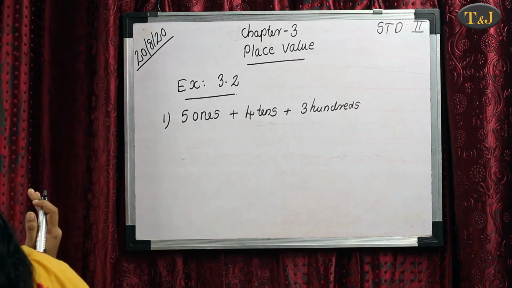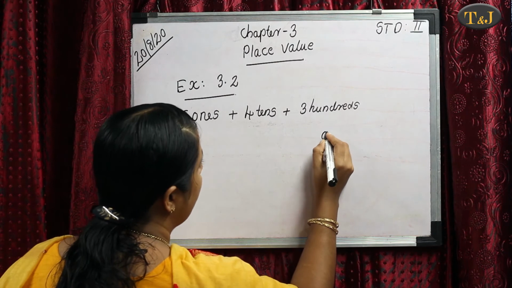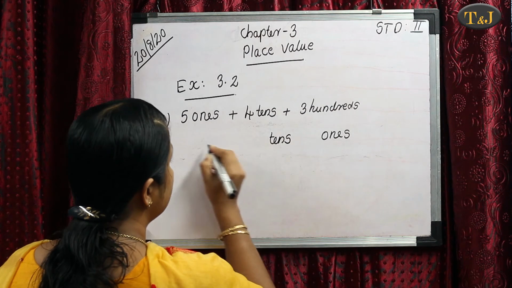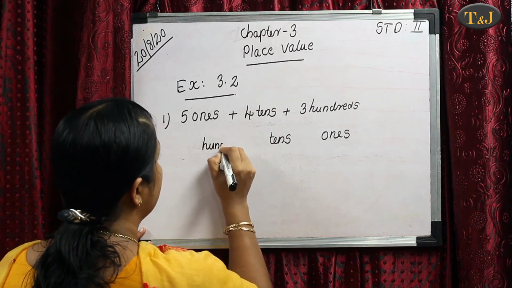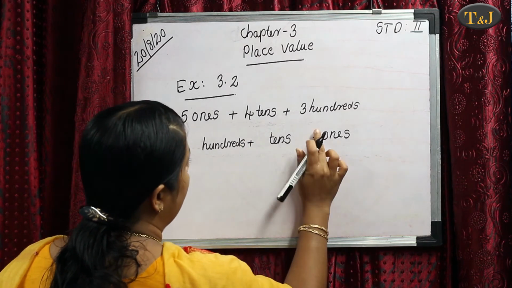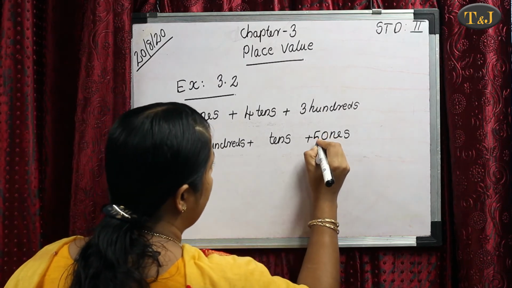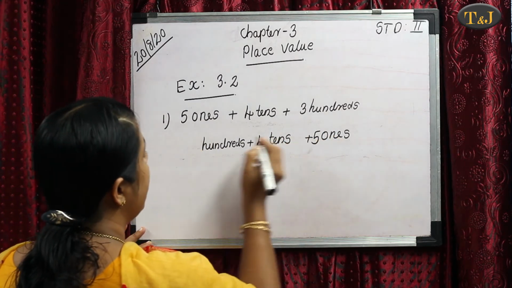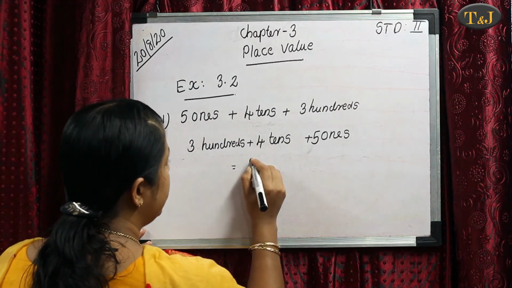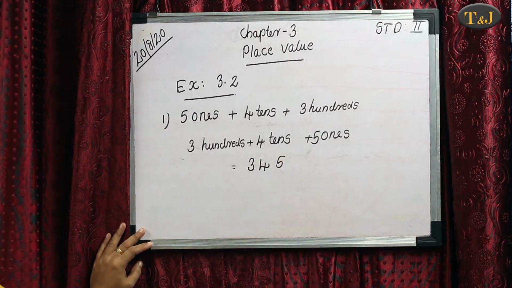First we are arranging the correct places in order. Then our first place is ones. Next our place is tens. Next place is hundreds. First we arrange the places in correct order. Okay. Then ones number is 5. Then tens number is 4. And hundred number is 3. Okay. Then our value is 3, 4, 5. That means 345.